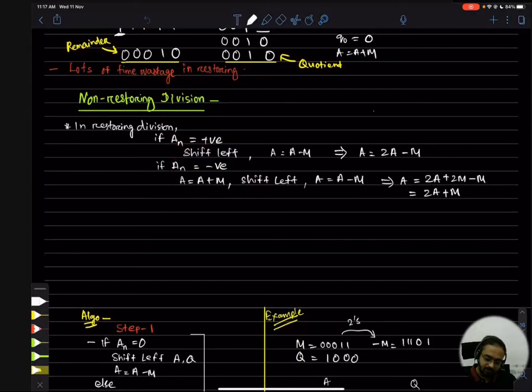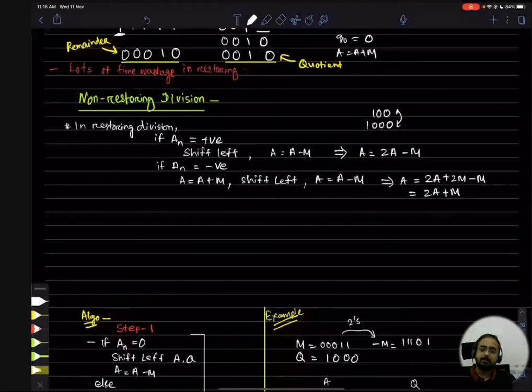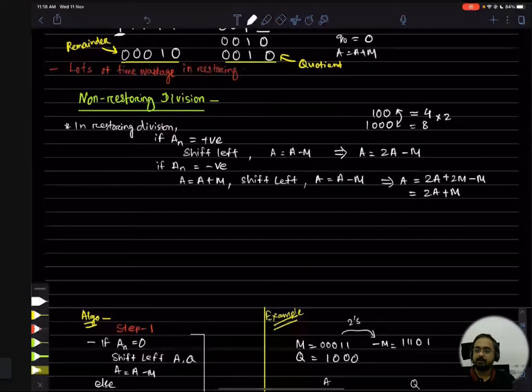Suppose there is a binary number 100. If you shift it left, you get 1000. What is the relation between this number and this binary number? Can anyone tell me? What is 100 as a decimal number? 4. And this is 8, so that means we have multiplied by 2. So when we do a left shift, it is multiplying by 2.